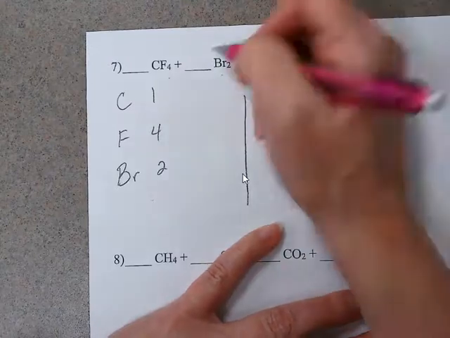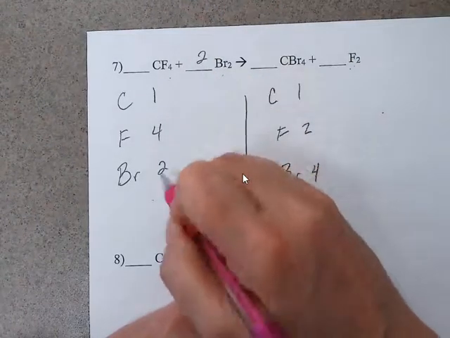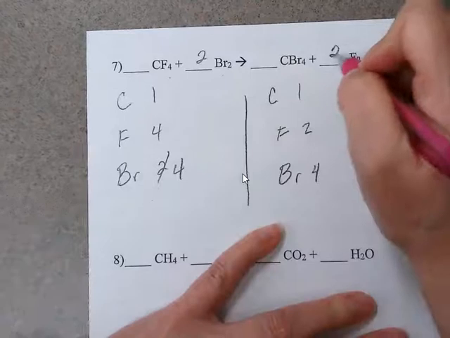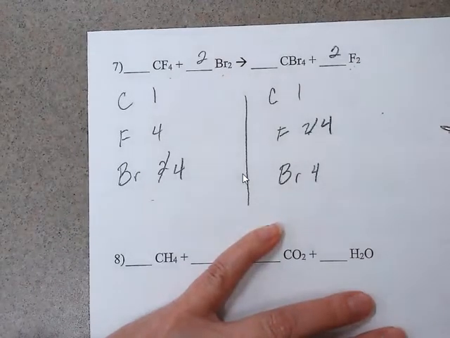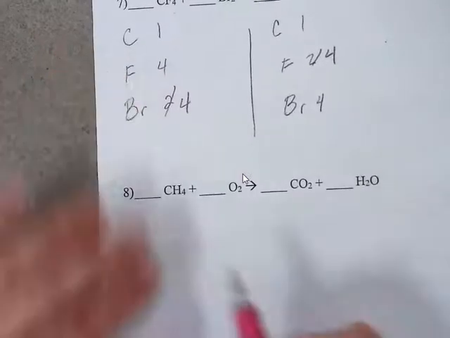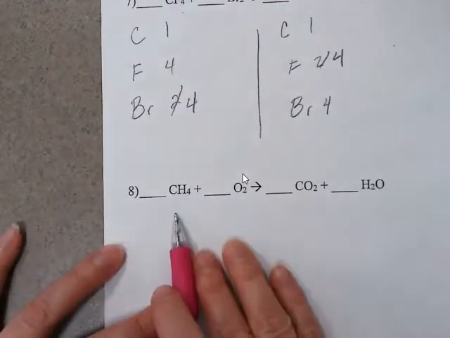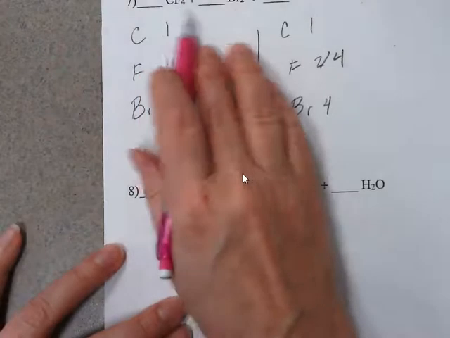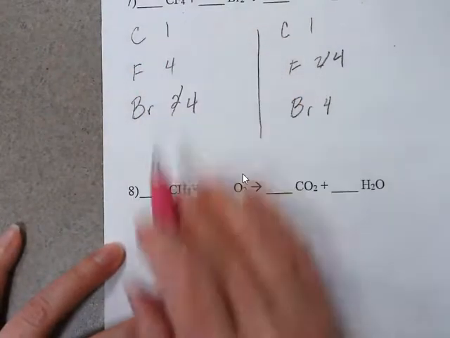Oh, that's easy too. Just need a coefficient of 2 there and a coefficient of 2 there, and we're done. Okay? All right, let's do this one. This is a combustion reaction. The previous one was a single replacement reaction where fluorine and bromine swap places.